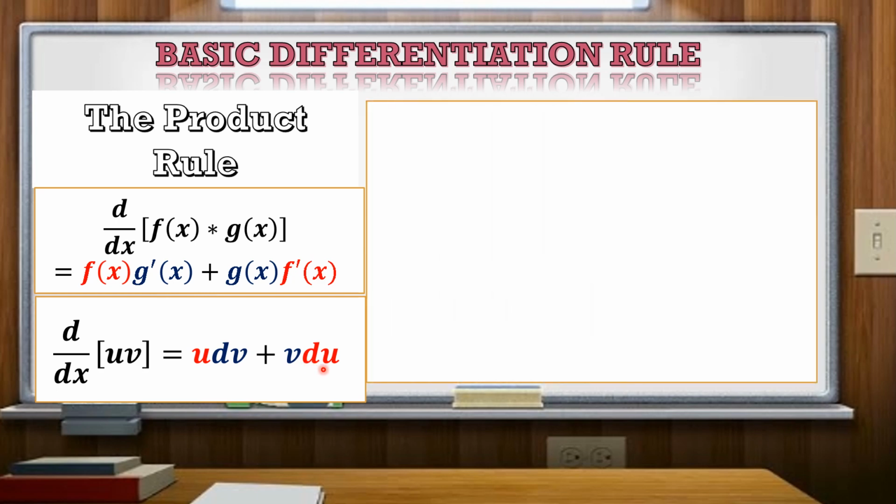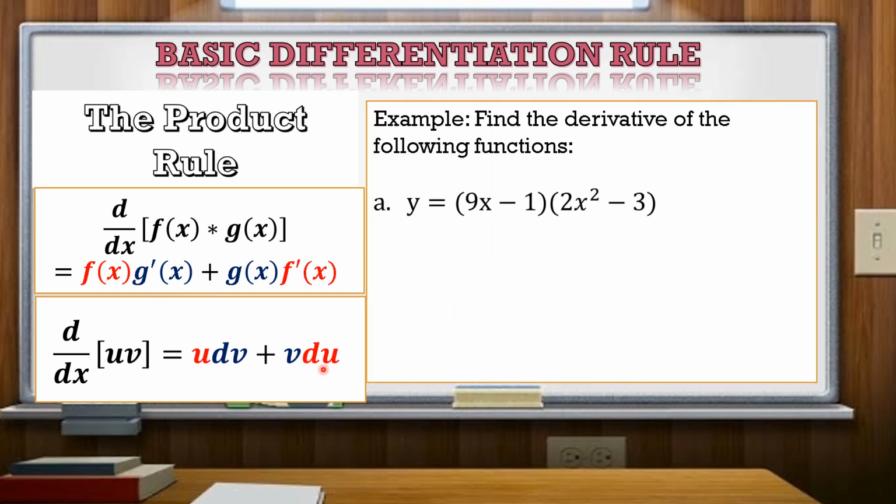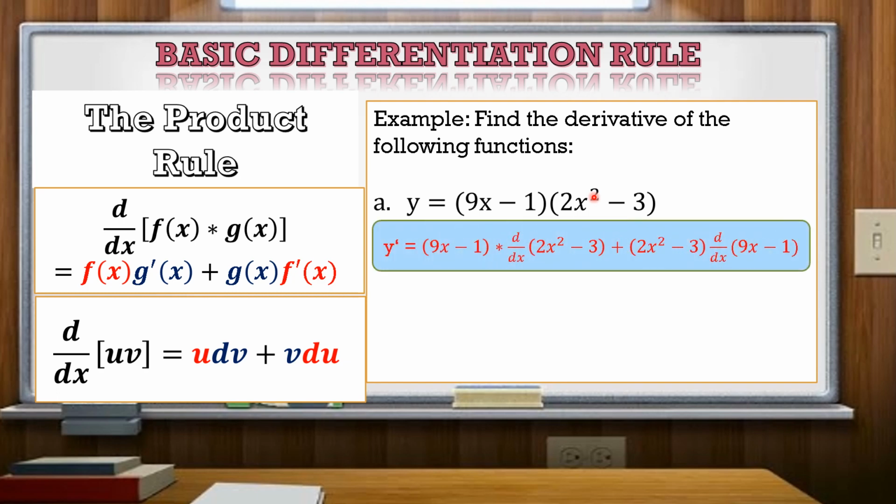For example, we have 9x minus 1 times 2x squared minus 3. Ito yung una nating function. So sabihin natin that this is your u and this is your v, second function. So, para makuha yung derivatives nito, we will apply the product rule. Sabi kanina, to get the derivative of your function, simply copy your first function, then multiplied by the derivative of your second function, plus your second function multiplied by the derivative of your first function. Kaya naging ganito siya. Then, we will apply your previous rules.